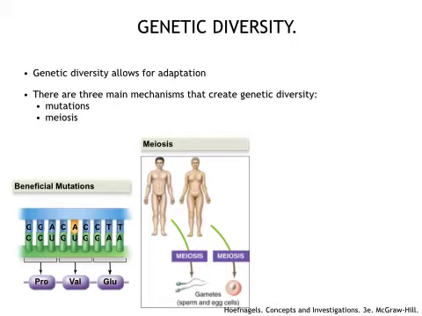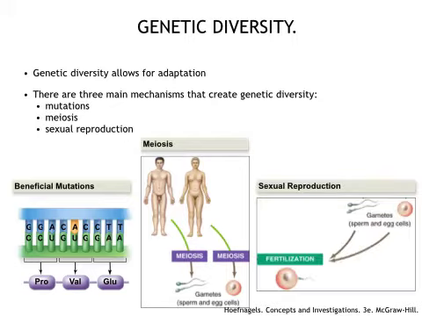And then the last mechanism for creating genetic diversity is sexual reproduction, where you have 8 million combinations of chromosomes in the sperm, 8 million combinations of chromosomes in the egg, and those two can come together in 70 trillion combinations, right? So incredible genetic diversity from meiosis and sexual reproduction.